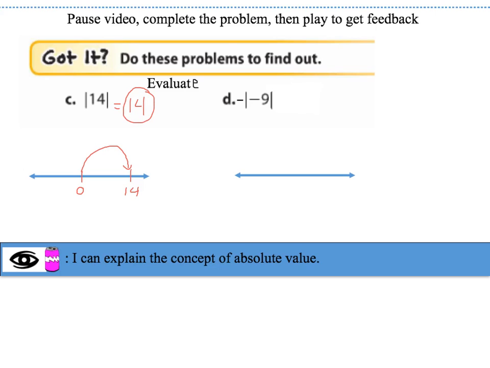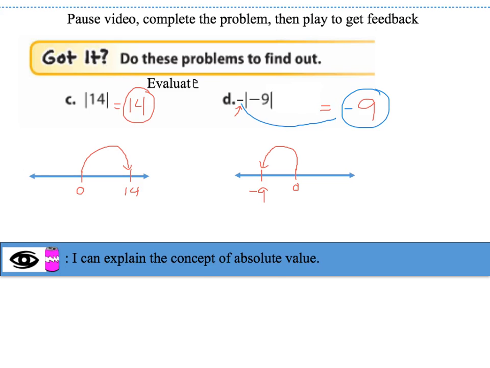Let's take a look at letter D. We're going to ignore our opposite symbol on the outside for now, and let's just go ahead and find the absolute value of negative 9. Negative 9 is on the left hand side of 0 because it's negative. And we know that the absolute value of negative 9 is equal to 9 because it is 9 spaces away from 0. But we want to know the opposite of that. So let's go ahead and get our negative sign. And the opposite of 9 is equal to negative 9.